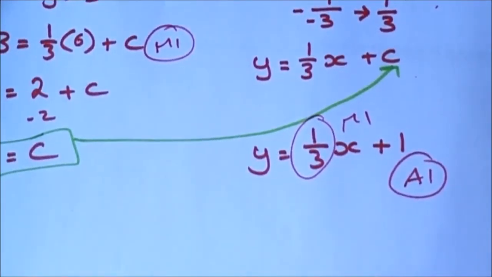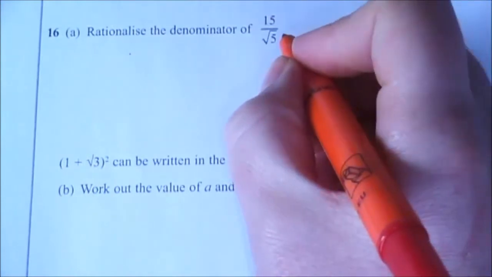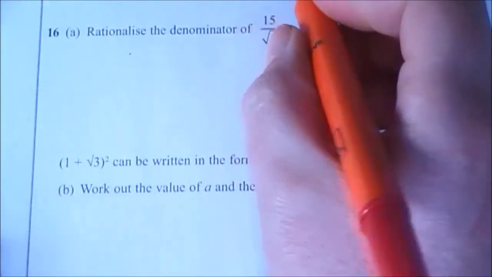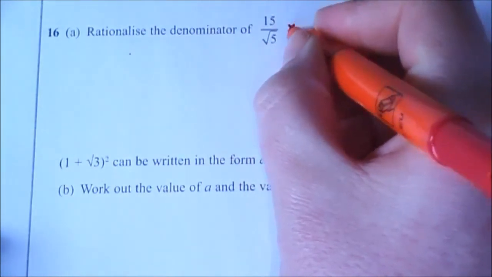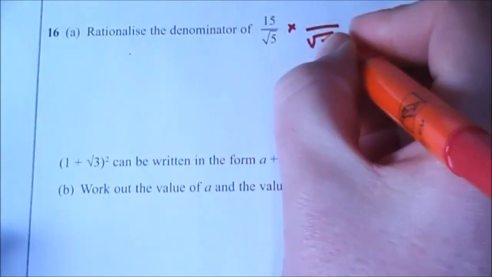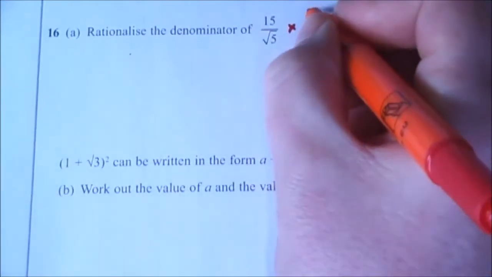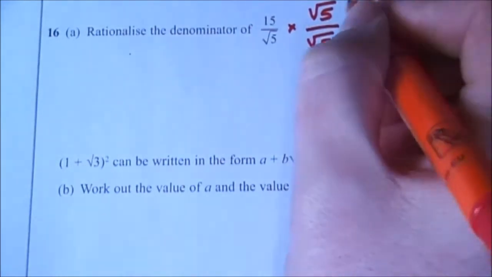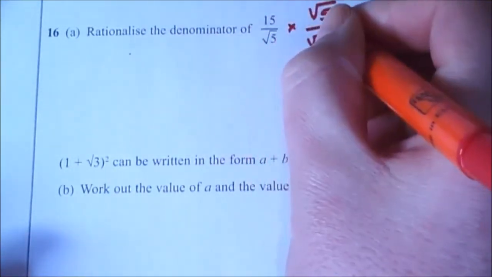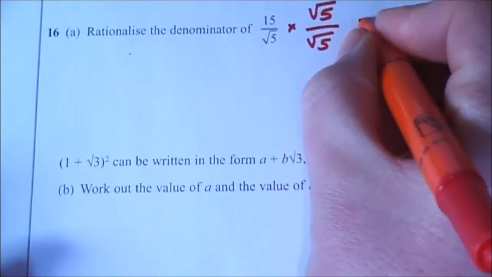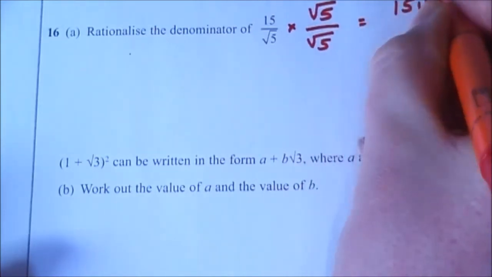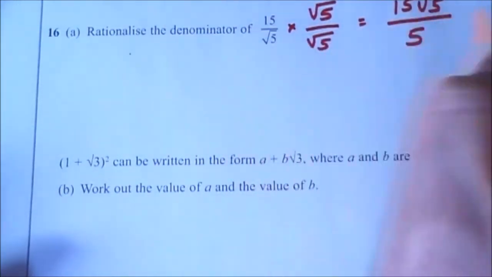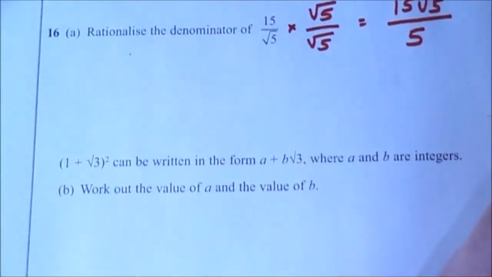3-mark question. Question 16 is asking us to rationalise the denominator, so they literally just want the root off the bottom of that denominator. So in order to do that, you need to multiply the denominator by root 5, but with fractions, what you do to the bottom, you must do to the top. So you're going to end up with 15 root 5 times by root 5 over root 5. So that will end up as 15 root 5 over 5, because the roots will cancel out.